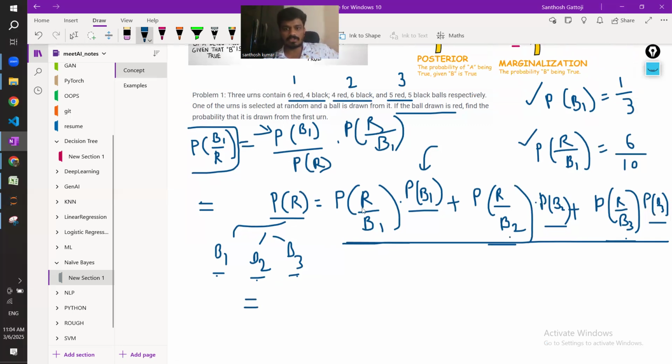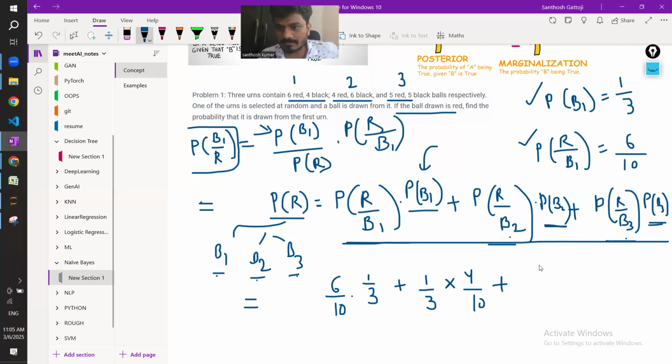Now what is R with respect to B1? R with respect to B1 is 6 by 10. 6 by 10 into what is probability of B1? 1 by 3. Plus probability of B2, again 1 by 3, into probability of R with respect to B2. In B2, it is 4 by 10. Plus again, probability of B3 is 1 by 3 into 5 by 10.